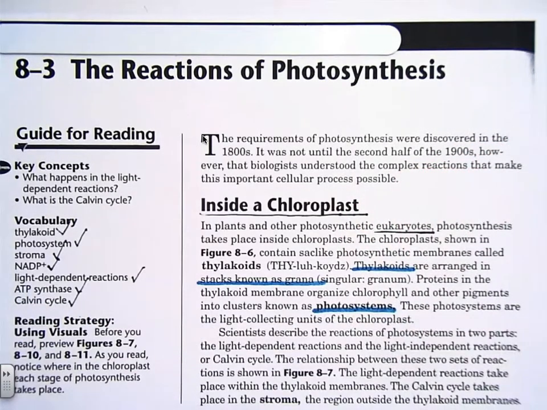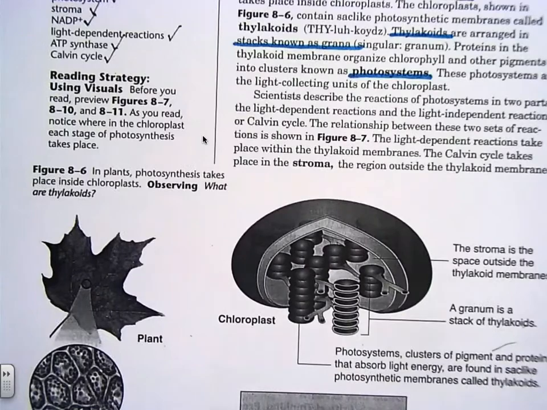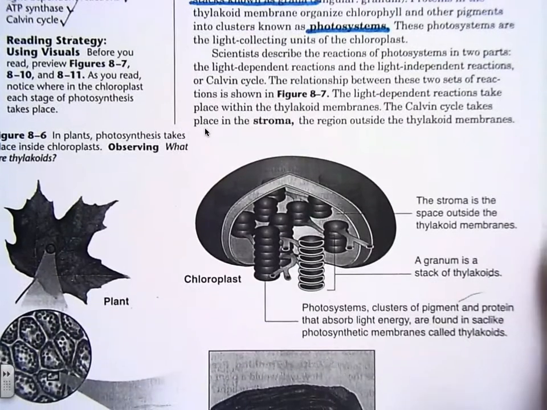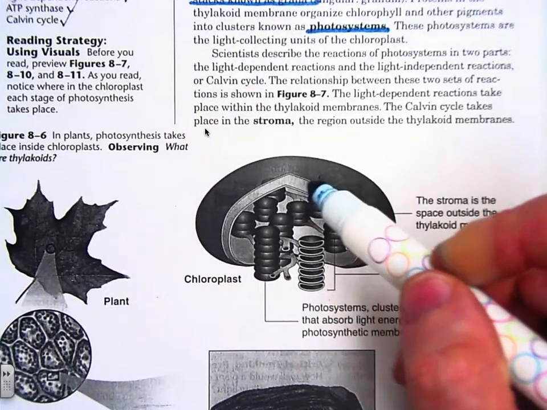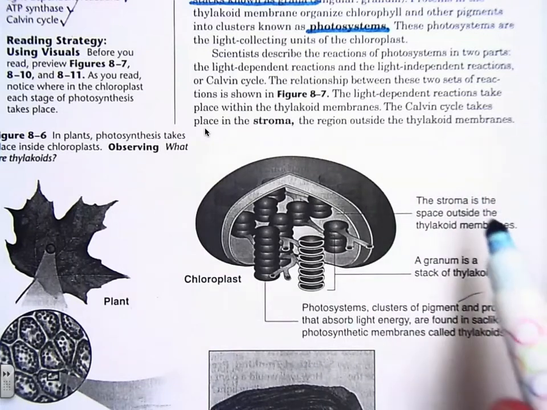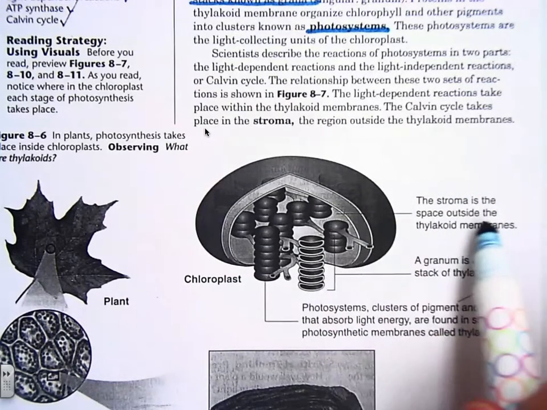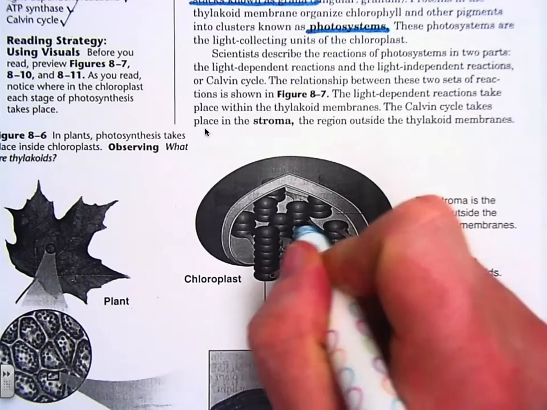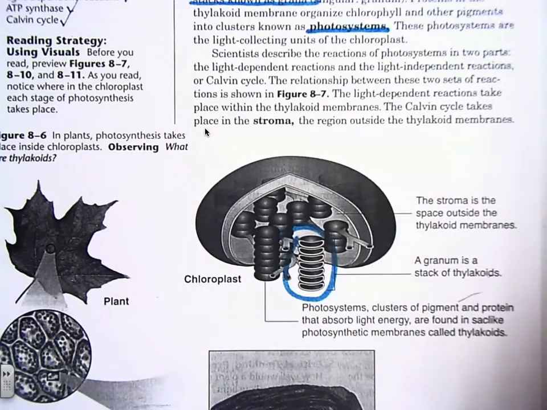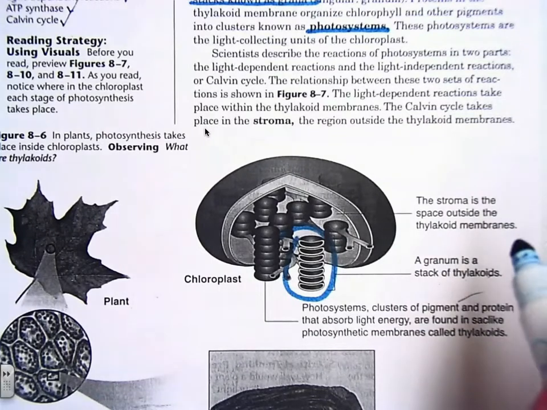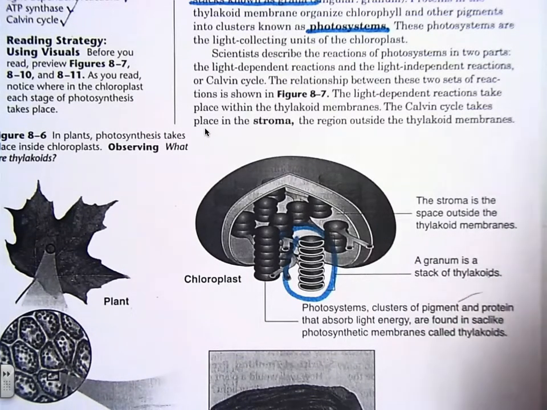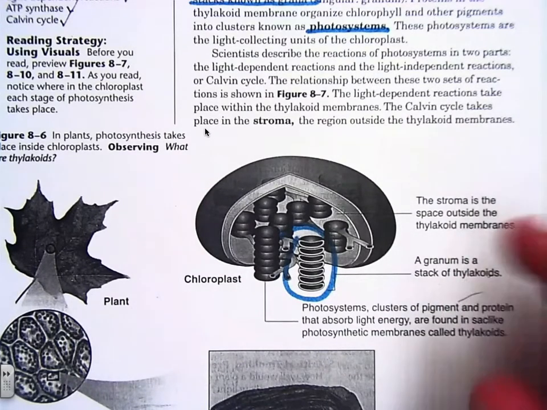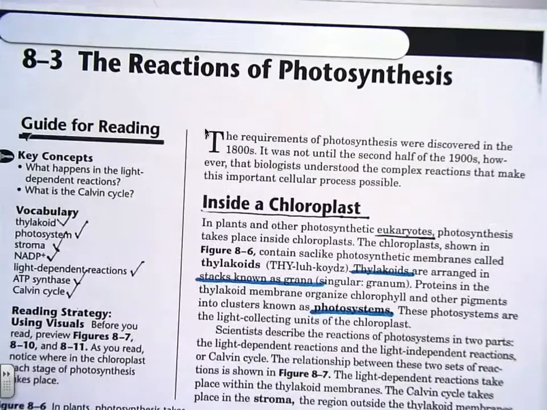Alright, so let's check out this neat graphic here. So here's a chloroplast. This is like a little factory in the cell, and the stroma is the space outside the thylakoid membranes. These right here are the thylakoids. They're basically like pancakes stacked up on each other. And what else do we learn? What are the photosystems? A photosystem is basically chlorophyll put together in a special way that helps capture sunlight energy. Alright, not bad.